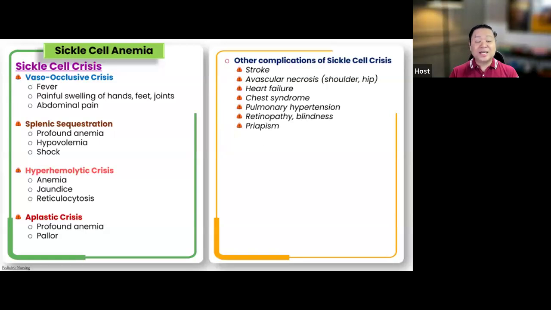And this is not related to a sexual stimulation. This only happens because of the increased blockage in the blood flow in the penis by the sickle cells. And this can lead into tissue damage, and it can potentially cause permanent erectile dysfunction.